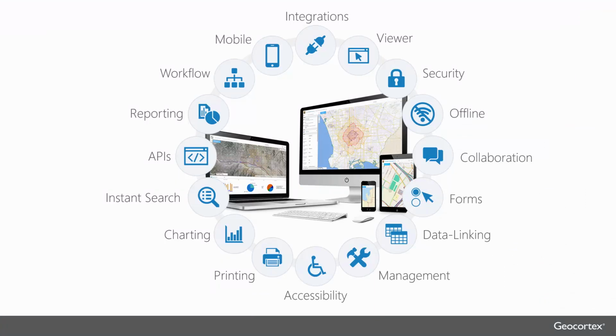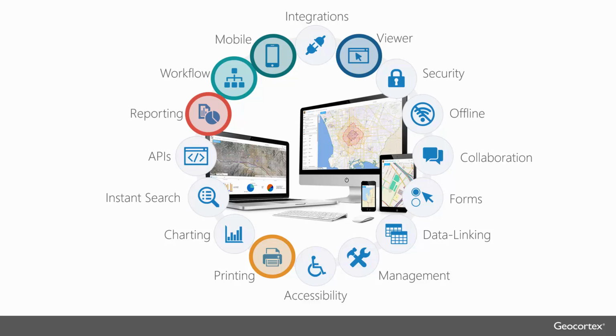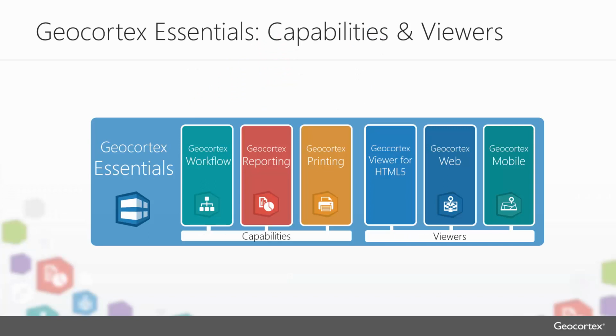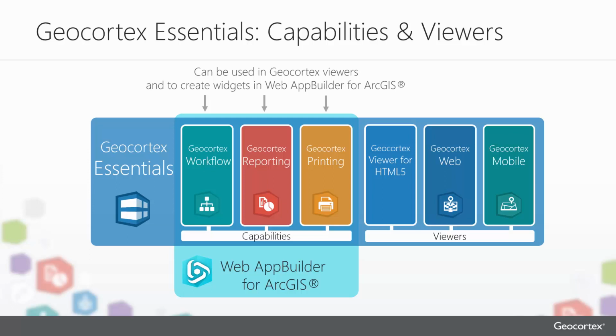So if we go back to the Geocortex Essentials capabilities, there are a few capabilities that are so valuable that we've branched these off into standalone modular products. These products include Geocortex Workflow, reporting, printing, our next generation viewer called Geocortex Web, and our mobile offering called Geocortex Mobile. We'll talk more about these products in further detail in just a moment. So here's a full picture of the entire Geocortex Essentials product suite, which can all be obtained with a single license of Geocortex Essentials. Keep in mind that Geocortex Workflow, reporting, and printing can each be utilized within Web App Builder for ArcGIS, as well as our own Geocortex viewers.